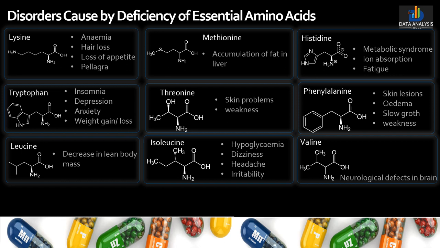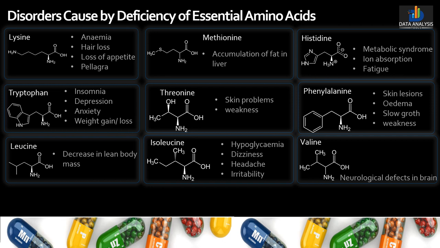To begin with the first amino acid here, let's say lysine. Those who suffer from a deficiency of lysine can have problems with anemia, hair loss, loss of appetite, and in severe cases, even pellagra, which is a disease that manifests itself with diarrhea and dermatitis and can also lead to anemia. Deficiency of methionine. Methionine, if present in insufficient quantities in the body, can cause an accumulation of fat in the liver.